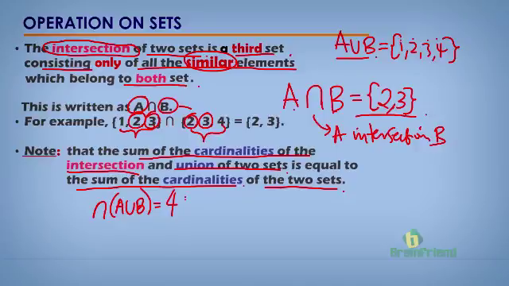The cardinality also of our intersection A intersection B is a count of the unique elements within our intersection. If we did a count, we have 1 and 2. That's 2 elements. If we summed up our cardinalities, we have 6.